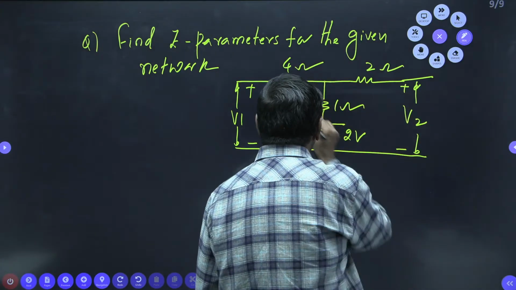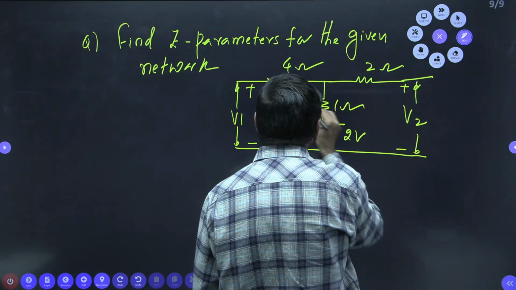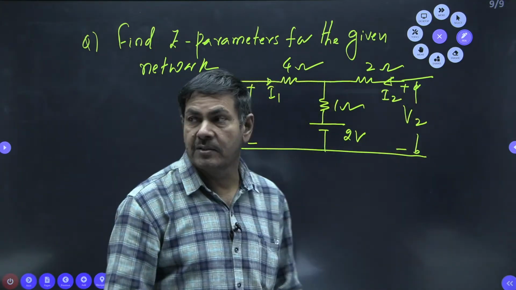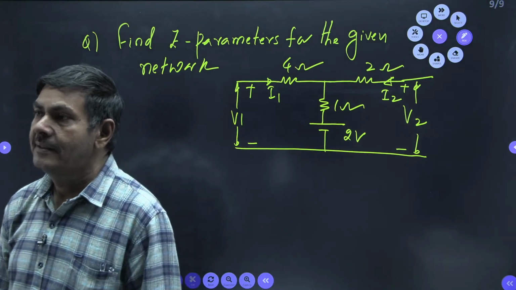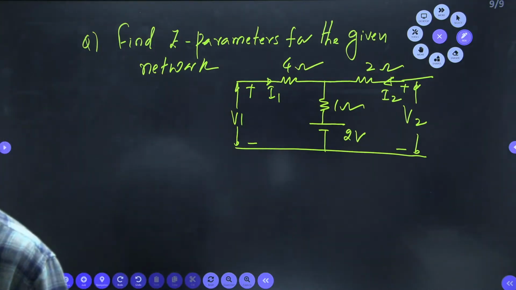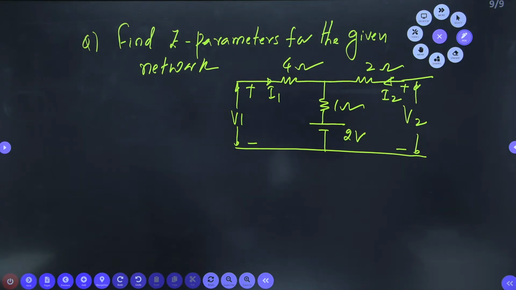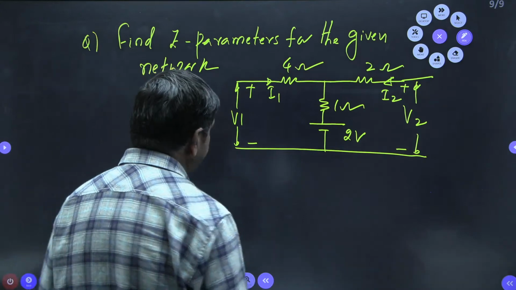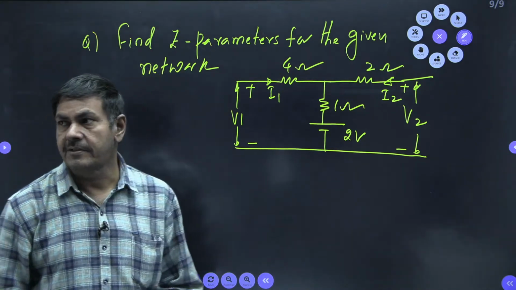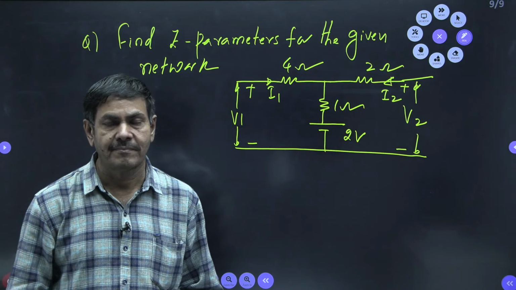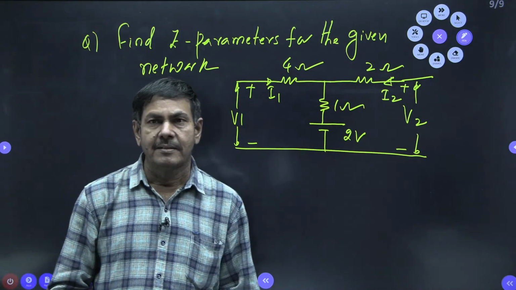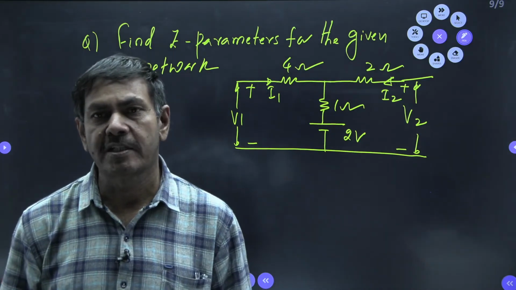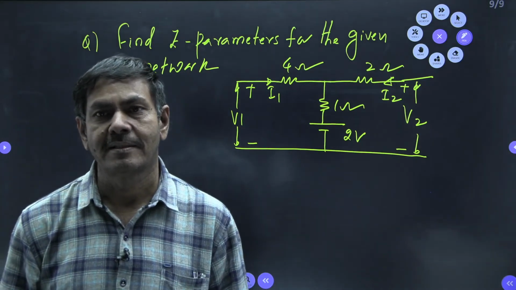Can any student give the answer for this question without my help? I'll see who can do this question. Can you try this question? If anybody is getting the answer, very happy. You make an effort. If you tried, you can give what is Z11, Z12, Z21, and Z22. You can message.